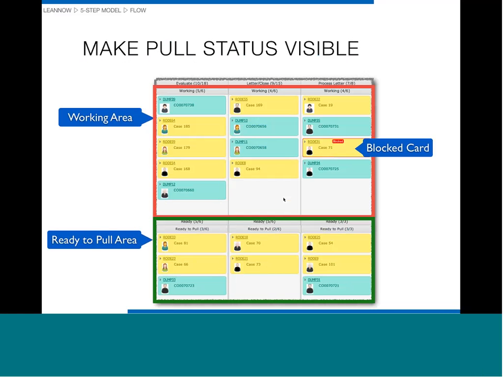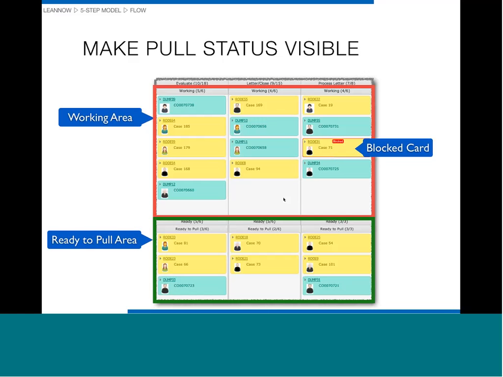The bottom area are pieces of work that have been completed, and we move those down there so that the people over in the next column, if it's a different person, know that those are available to pull as they have capacity into the next column over on the board. So that's the ready to pull area. So that gives us a lot of visible status, just knowing what's being worked on and what's ready to be pulled to the next area.